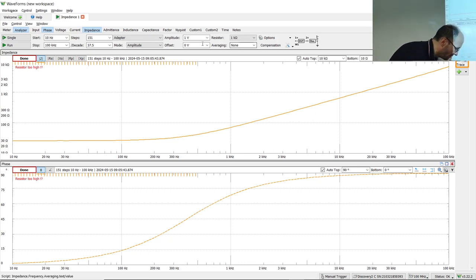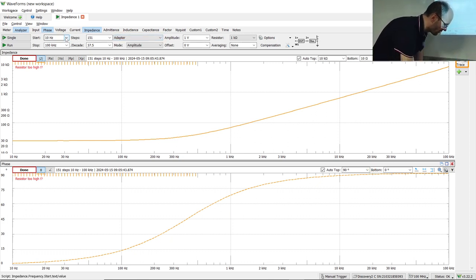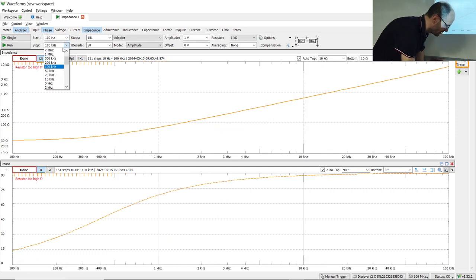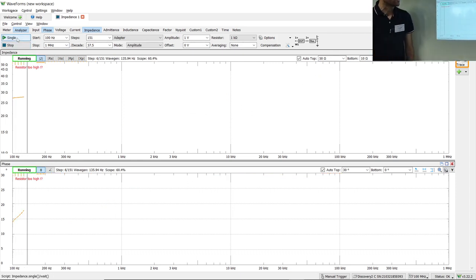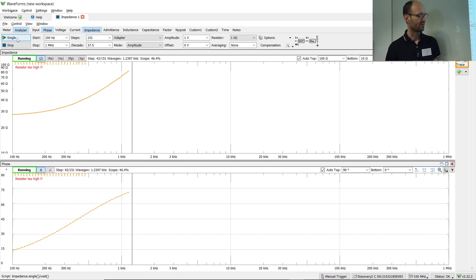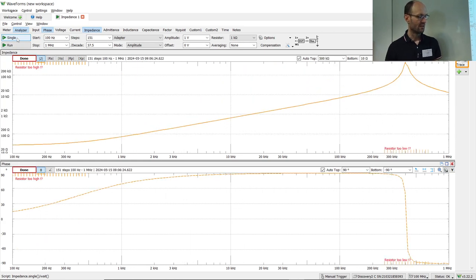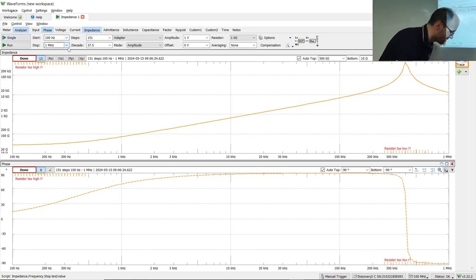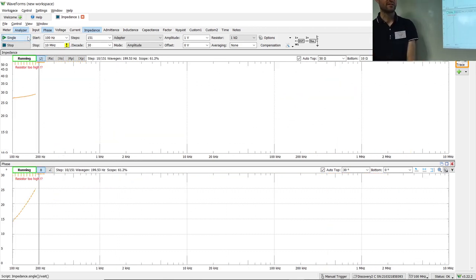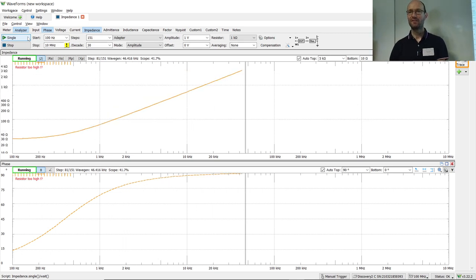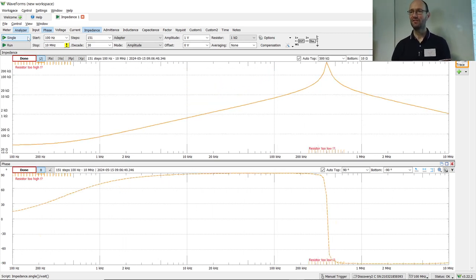So I will go back to 100 hertz of starting frequency and will increase the upper frequency to 1 megahertz once again, and run the measurements. So we can see, okay, frequency is increasing. Oh, another interesting effect happening here. And if I go to even higher frequencies, 10 megahertz, and run the measurement again, we can see, okay, impedance is increasing.